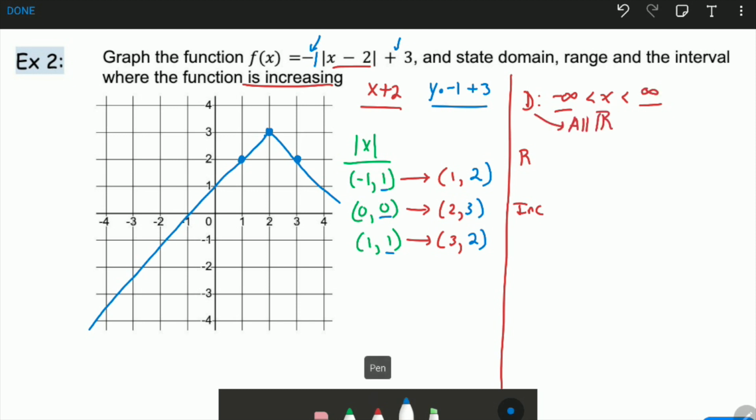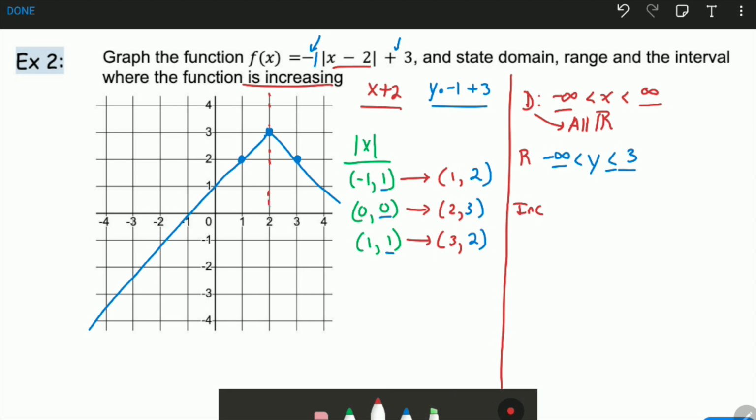Range. So for the range here, we got blank less than y less than blank. From the bottom, we hit the graph, it's running off. So negative infinity. From the top, we get to the graph right there at 3. It is part of the graph, so we're going to include it. And that's it.